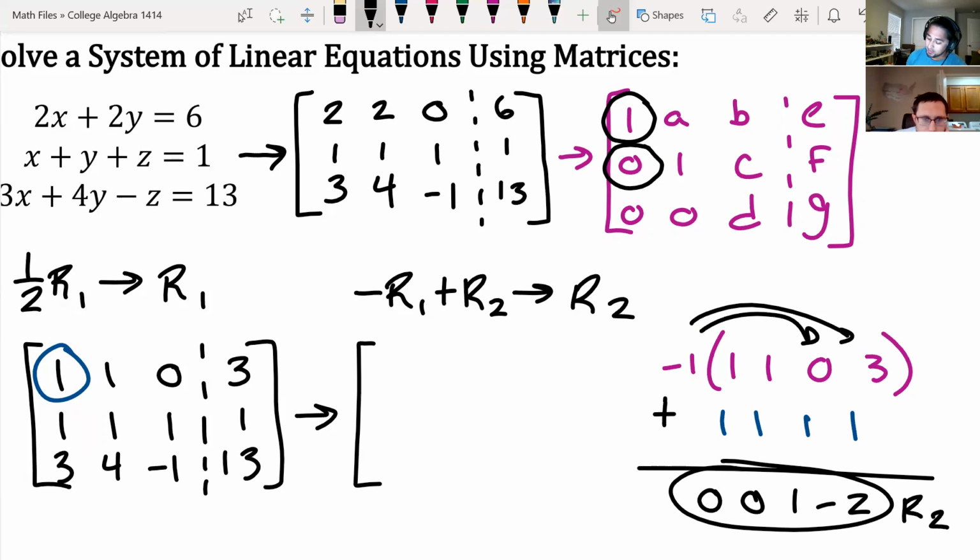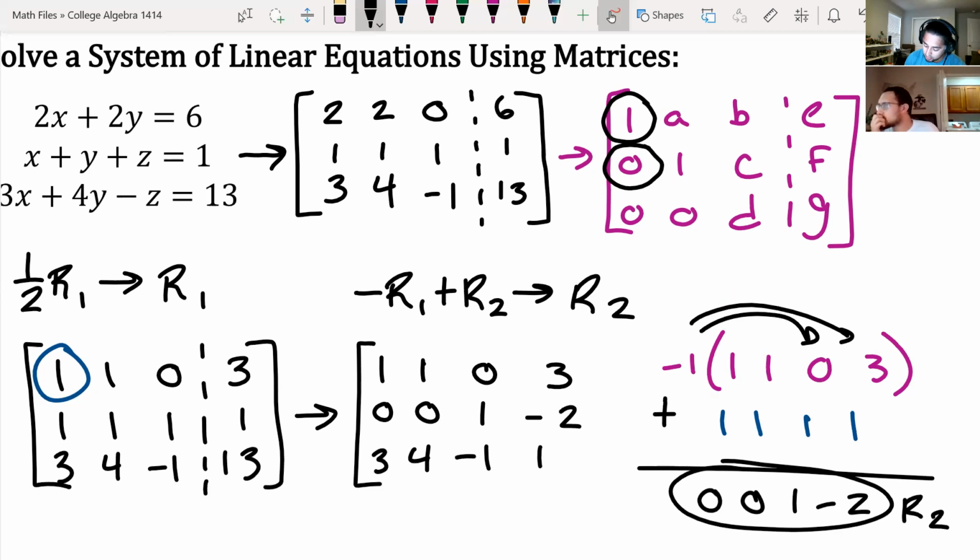So when we rewrite the matrix, row 1 stays the same. 1, 1, 0, 3. And now I'm going to put the new row 2 in. 0, 0, 1, -2. And then row 3. 3, 4, -1, 13.